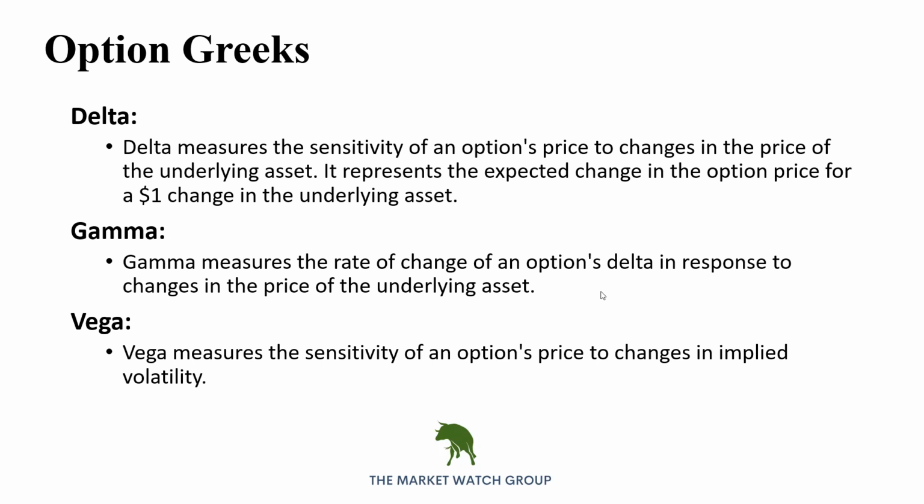Gamma is delta's rate of change. So delta doesn't stay the same. My delta doesn't stay 0.5, obviously, because 0.5 is at the money. If it goes in the money to 0.7, the delta had to go up. So my gamma might be a 0.07, which means that in $3, it goes 0.57, 0.64, 0.71.